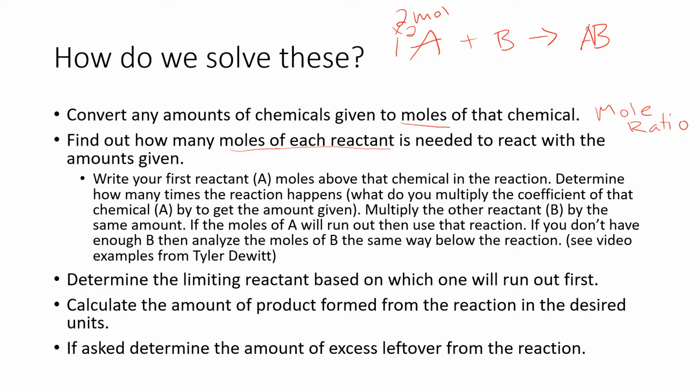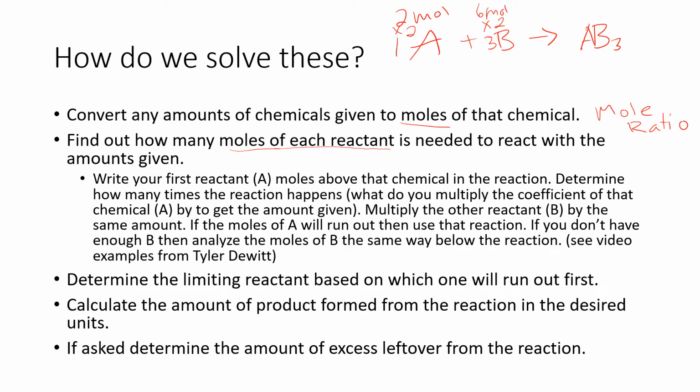So we are figuring out what we multiply the coefficient of chemical A by to get the given amount. I'm multiplying my coefficient by 2 to get the 2 moles that I'm given. We do that with our other chemicals as well. Let's say there is a coefficient of 3 for chemical B. I'd multiply it by 2 as well and see that I need 6 moles of chemical B.